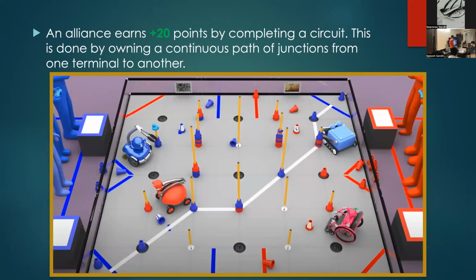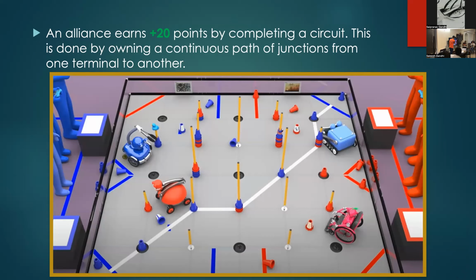Now this is the most important. An Alliance earns 20 points by completing a circuit. Circuit means if you place a cone such that it connects one terminal to another with your topmost cones, it will earn you plus 20 points. Diagonals also count. And if in between some red cone had been there, the path is not connected.